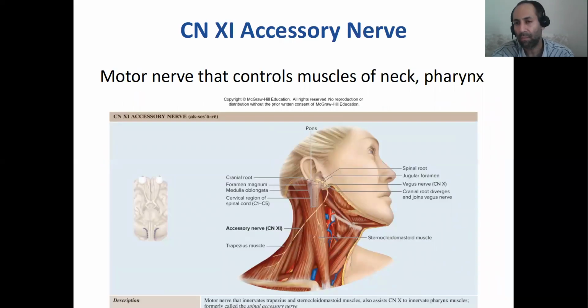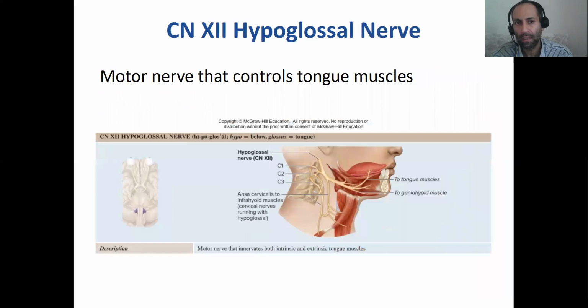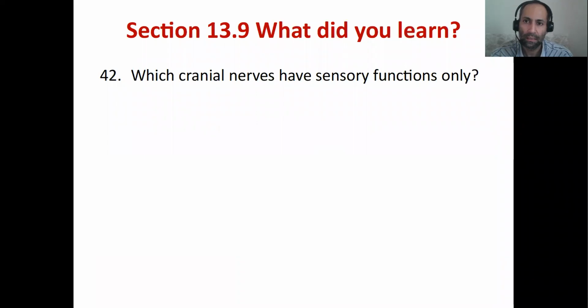Accessory nerve, it controls the muscles of your neck and the throat region. And finally, hypoglossal nerve, again, found under the tongue, hypoglossal, controls tongue muscles. All right, which cranial nerves have sensory functions only? That would be your optic nerve, your olfactory nerve. Optic and olfactory nerve, only sensations, all right? Smelling and vision.